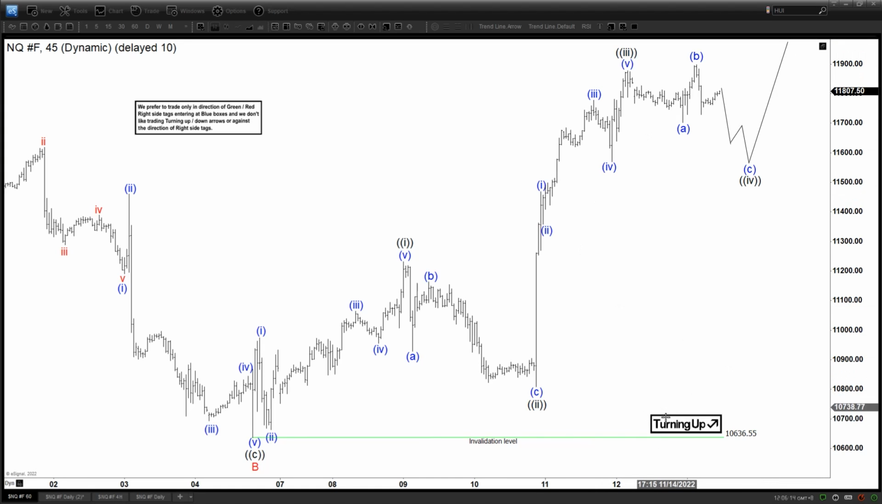Now you notice here that the arrow is black in color, so that means we don't technically have any bullish sequence. If there's a bullish sequence, this will be green, right?